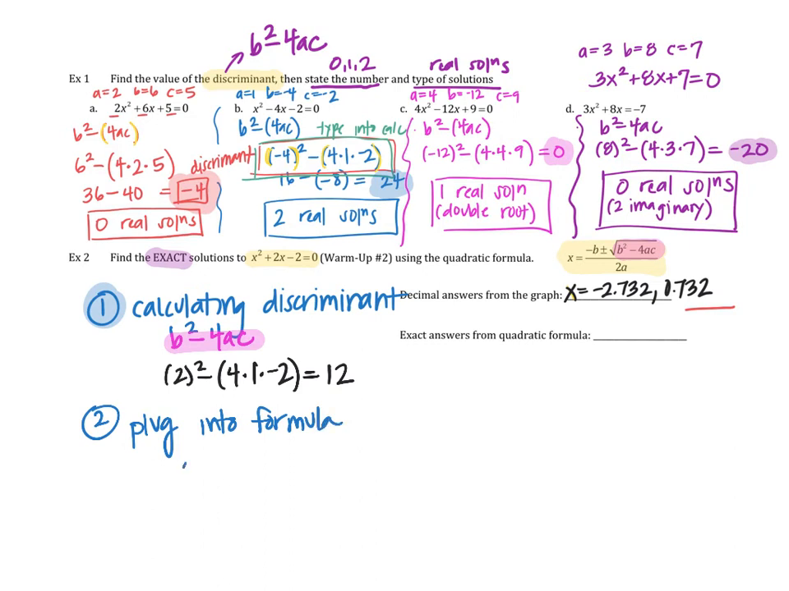Okay, so I have x equals the opposite of b. So b is 2, so the opposite is negative 2 plus or minus the square root of b squared minus 4ac. But what do I know the b squared minus 4ac to be? It's my discriminant, which is 12, so we can plug it in right there, all over 2a. Okay, so we're going to plug it in the formula. Then step 3 is we're going to simplify the radical if we can.